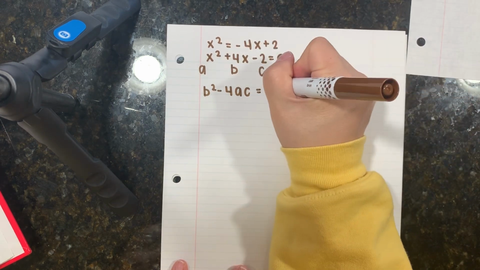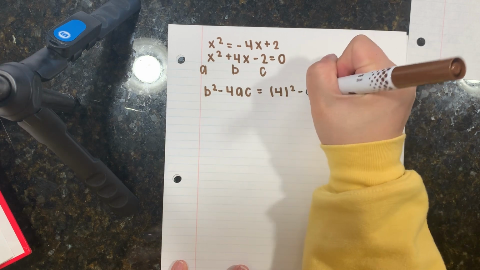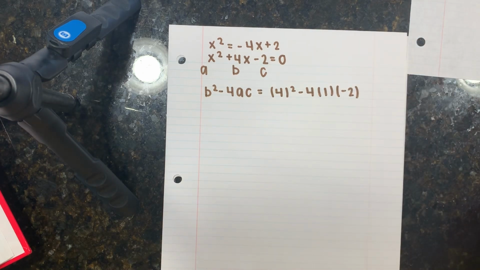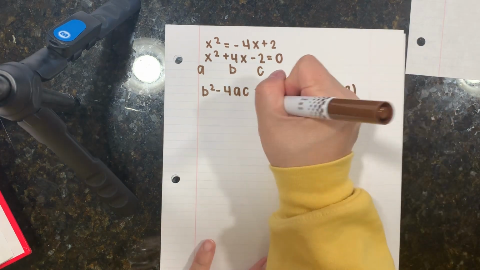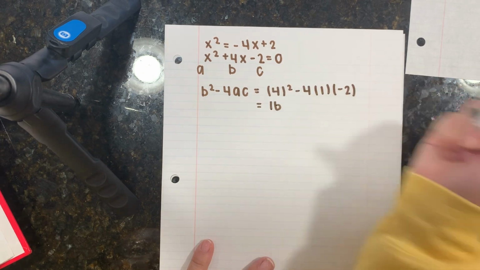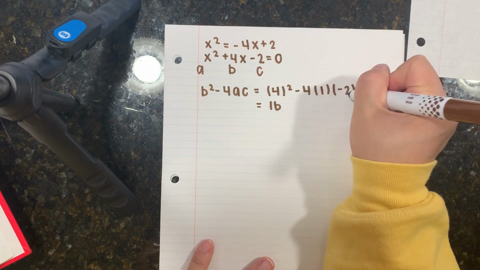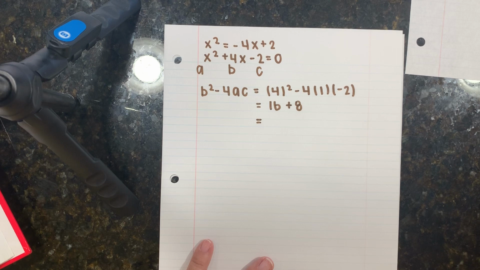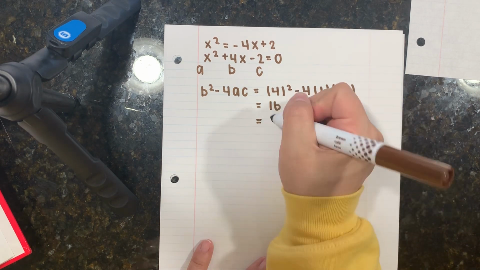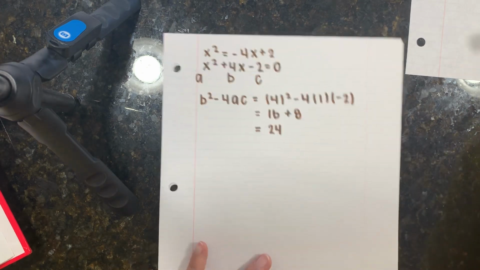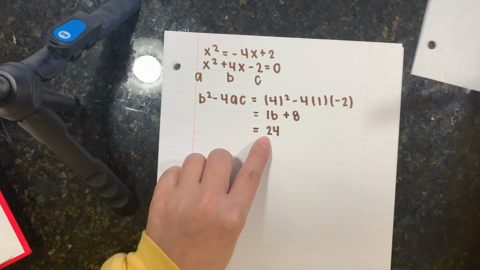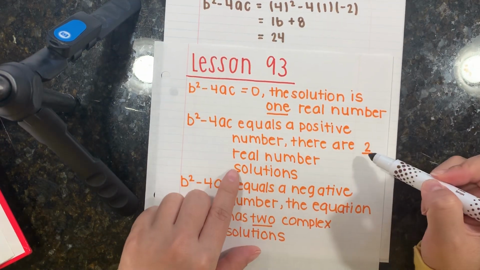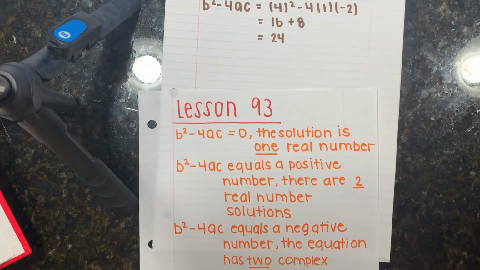Now when I plug in my variables, I'm going to have 4 squared minus 4 times 1 times negative 2. 4 squared is going to give me 16. Negative 4 times 1 is negative 4, times negative 2 is going to be positive 8. So when I add that together, we get 24. Now, b squared minus 4ac is equal to a positive number.